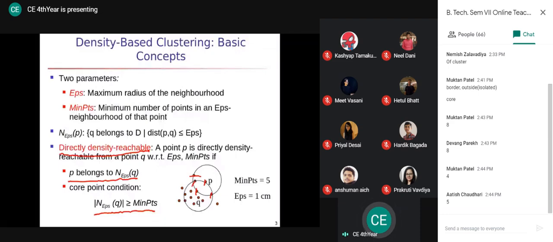So if I make it more simple, you need to just consider one point, draw a radius of given EPS size, and within that EPS size, whichever points are there are directly reachable from the current point, if the current point is a core point. And if it is not a core point, then you cannot apply this directly density reachable concept. Right? Then we have some other definition, so we'll see that.